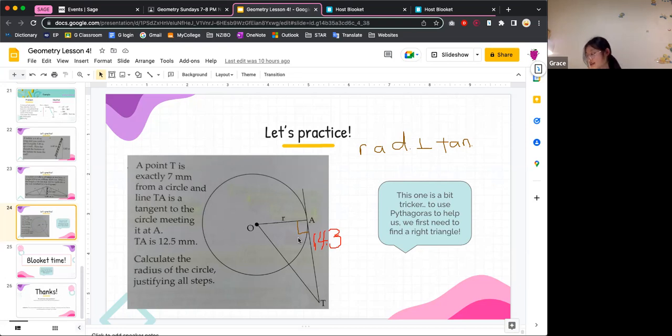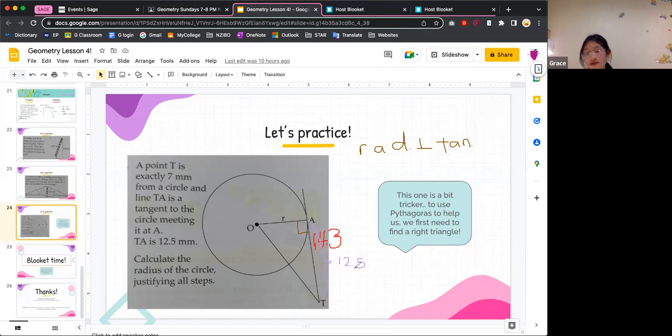Why don't we start off by labeling some of these sides? So we know that a point T is exactly 7 millimeters from a circle, and line TA is a tangent to the circle, blah, blah, blah. Okay, TA is 12.5. So we know that TA, this side, is 12.5. We've been given that.